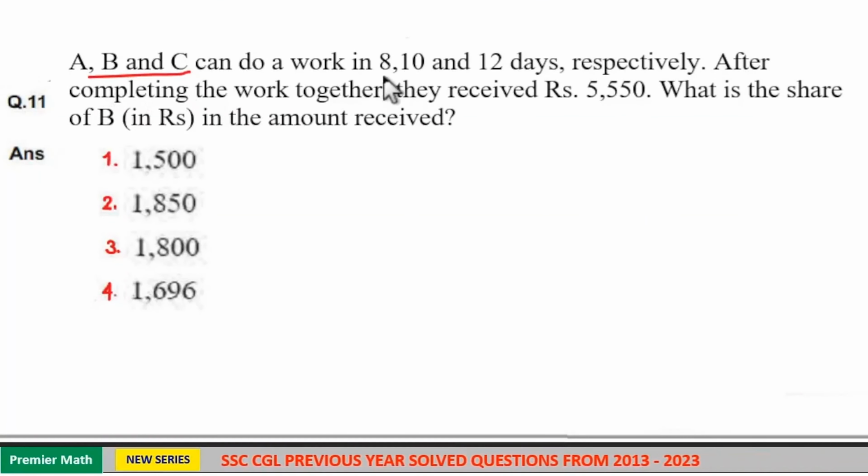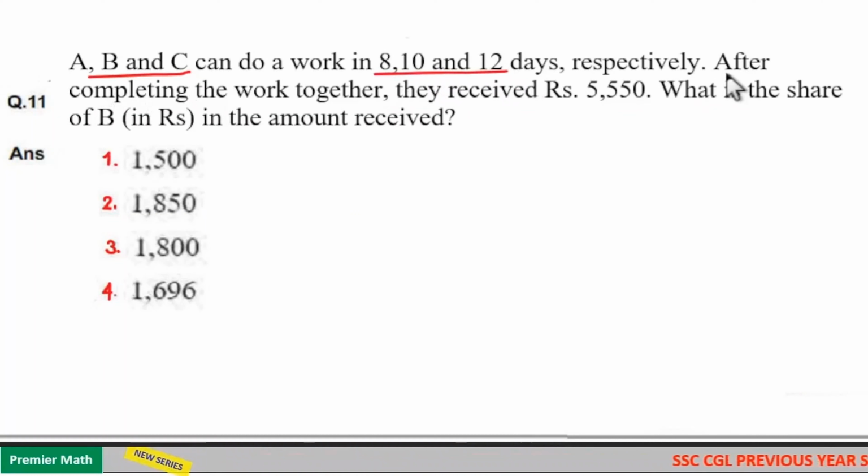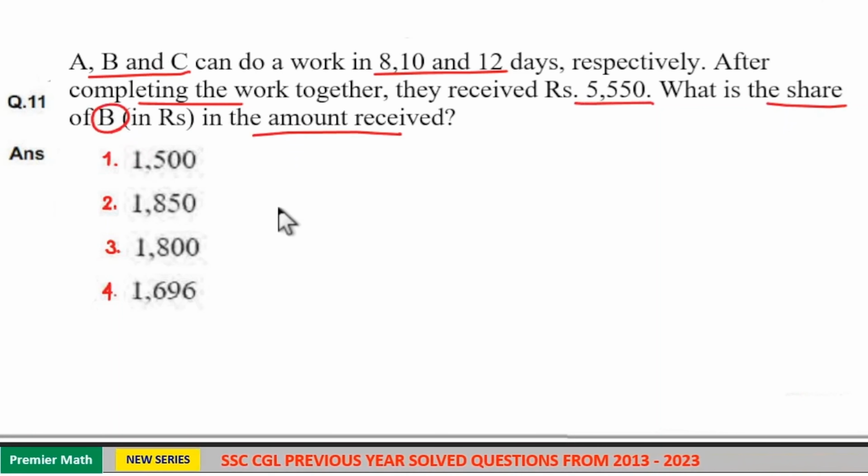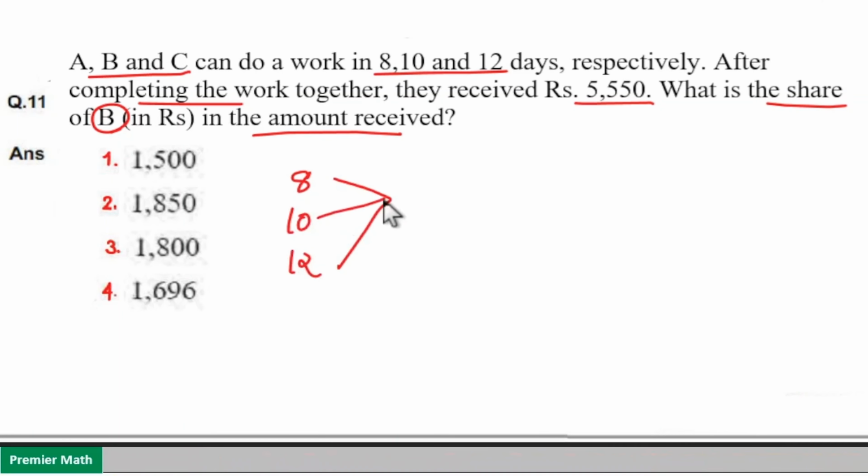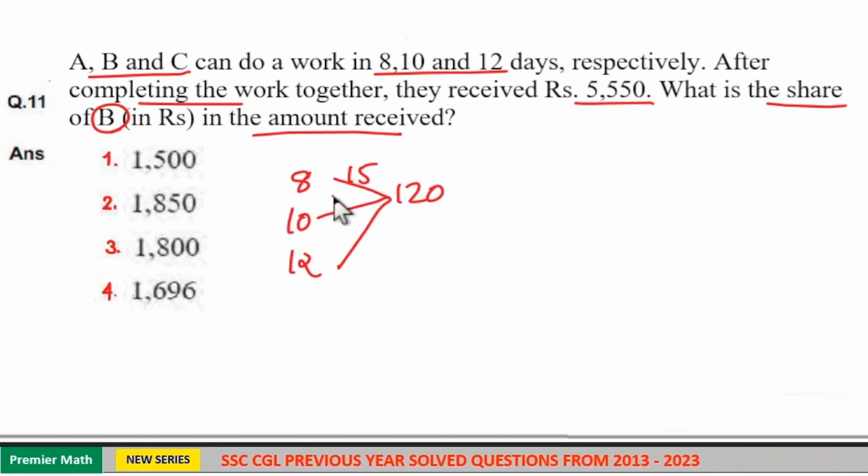A, B and C can do a work in 8, 10 and 12 days respectively. After completing the work together, they receive rupees 5,550. What is the share of B in the amount received? Here, A, B, C can do a work in 8, 10 and 12 days respectively. All are doing the same work. Take the LCM. LCM is 120. 8 goes 15 times in 120, 10 goes 12 times in 120, 12 goes 10 times in 120.